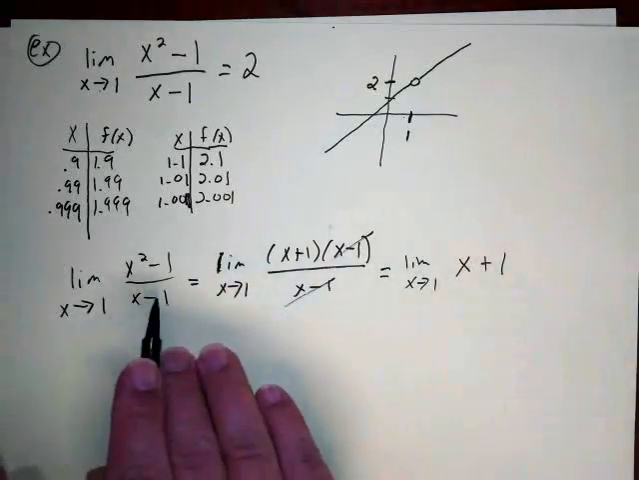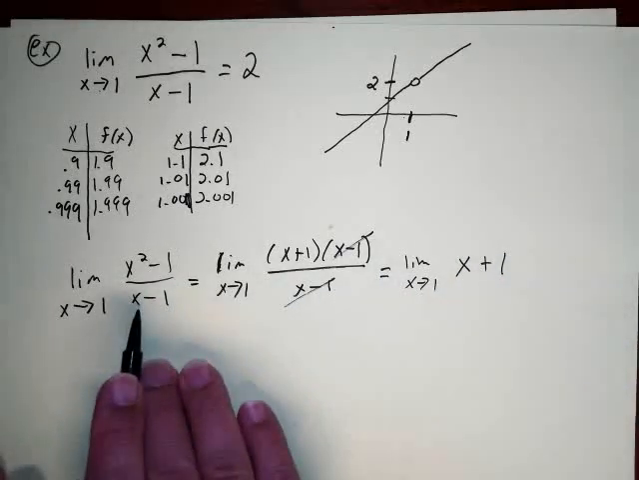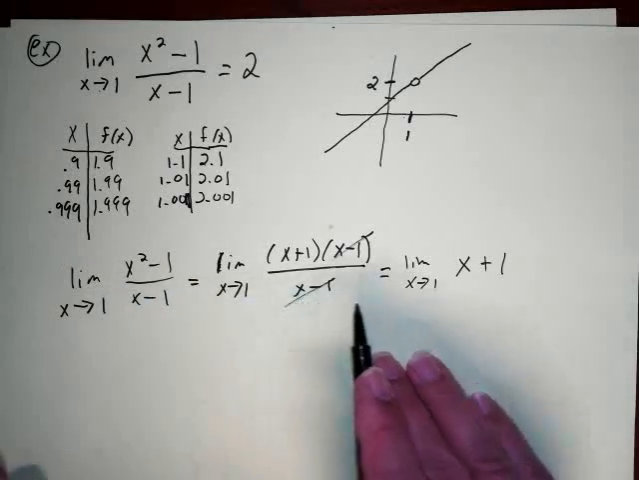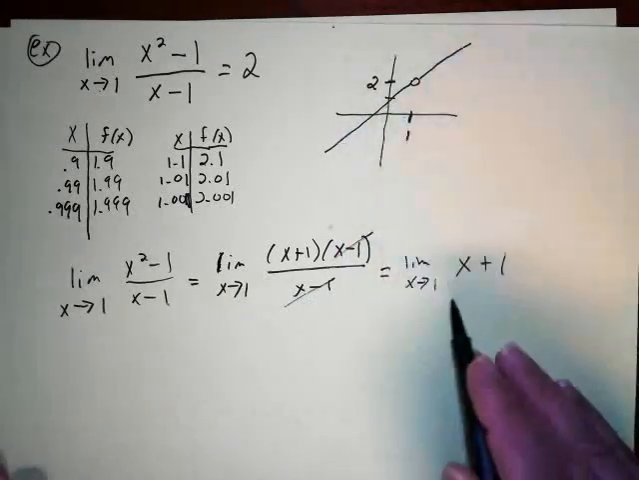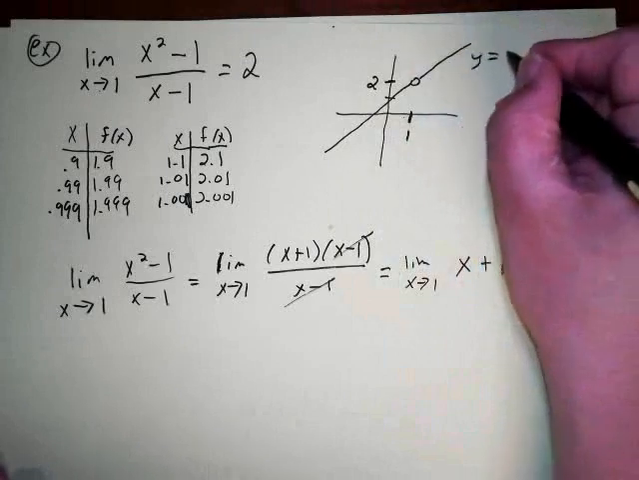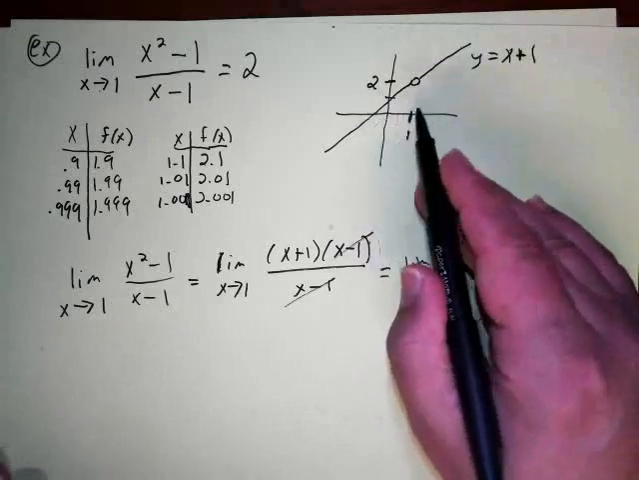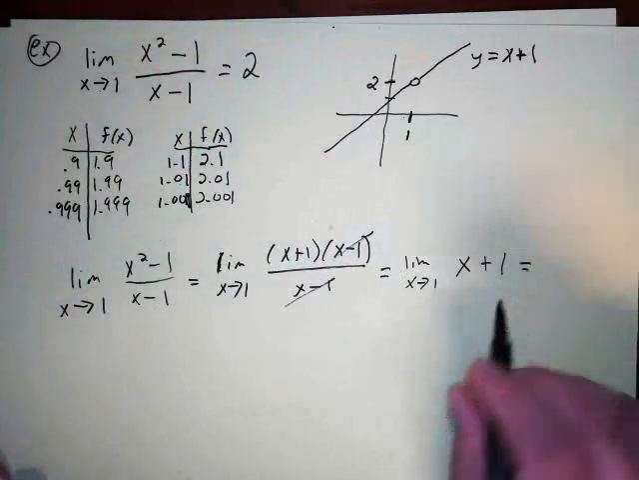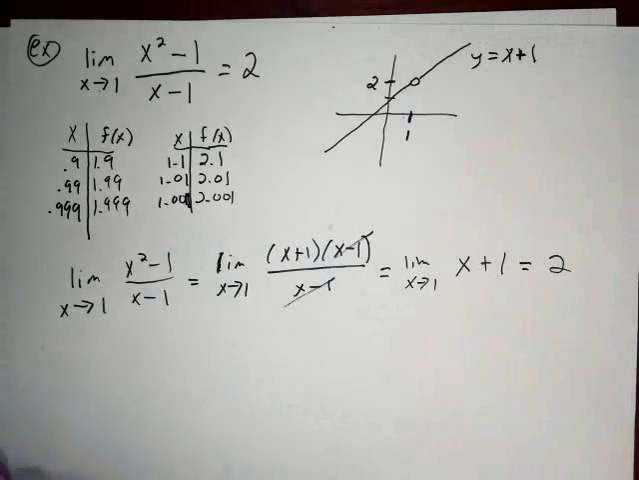Now this graph is actually not defined at 1. This would be defined at 1, but this isn't the same as this. This is undefined at 1. But for all points except 1, it will have the same behavior as that. So this is why it graphed this line. That graph is actually the line y equals x plus 1. Okay, and for all points other than 1, it'll have the same behavior as that. And here I can plug in the 1. I don't have a problem with a 0 in the denominator. And when I plug in the 1, I get 2. Okay, and that's why the limit is equal to 2.